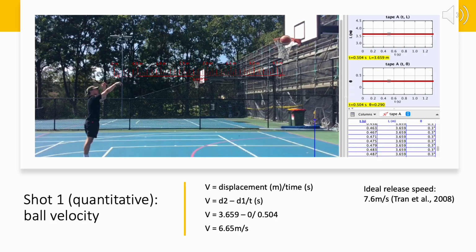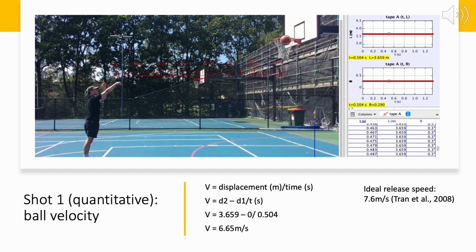Using tracker software, the time taken to perform the shot as well as the length between the player and the hoop could be found. With the initial displacement being 0, as this movement only looks at the displacement of the ball from the free throw line, a simple calculation could be made to calculate ball velocity. The ball velocity was measured using the displacement divided by time taken for the ball to reach the hoop. As seen by the calculation on the slide, the ball reached a velocity of 6.65 meters per second.